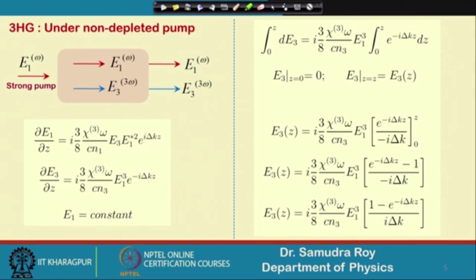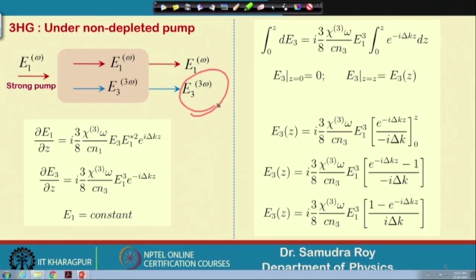Now, the next thing we need to know is the evolution of the third harmonic wave. We know that the third harmonic wave is evolving. This is the third harmonic wave that is being generated, and we need to find out how it is going to evolve over z. This is the distance, and this distance is z. To understand the evolution we have two coupled equations in our hands, these two equations for E1 and for E3.